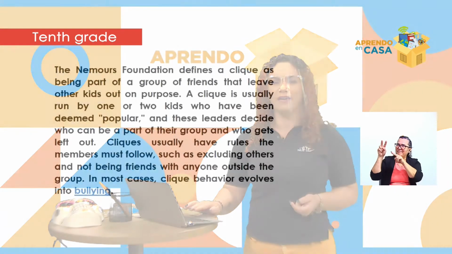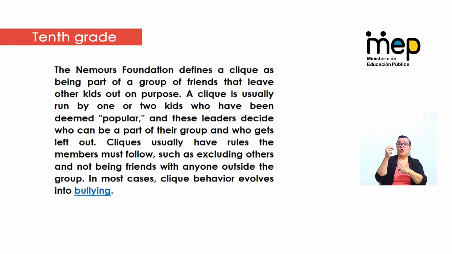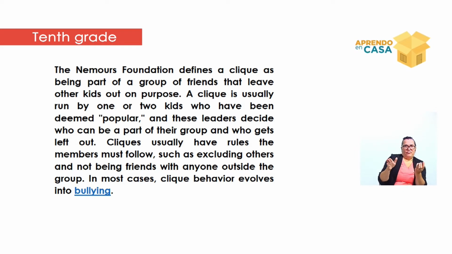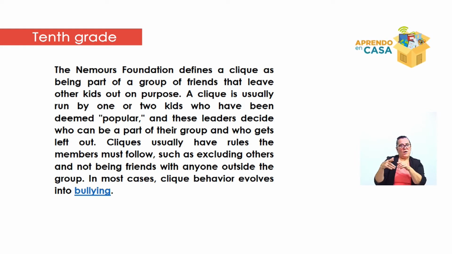The Nemours Foundation defines a clique as being part of a group of friends that leave other kids out on purpose. A clique is usually run by 1 or 2 kids who have been deemed popular, and these leaders decide who can be a part of their group and who gets left out. Cliques usually have rules the members must follow, such as excluding others and not being friends with anyone outside the group. In most cases, clique behavior evolves into bullying. Second paragraph.